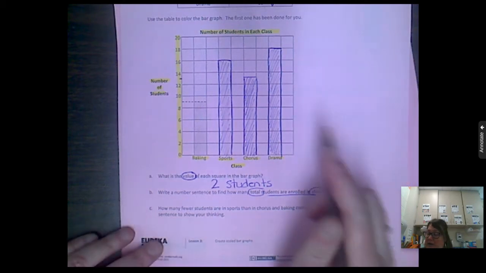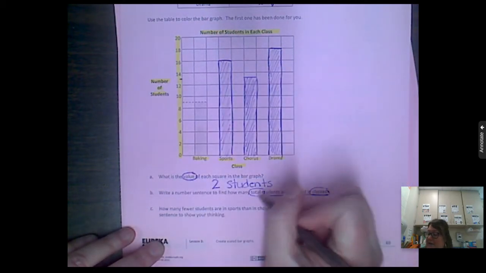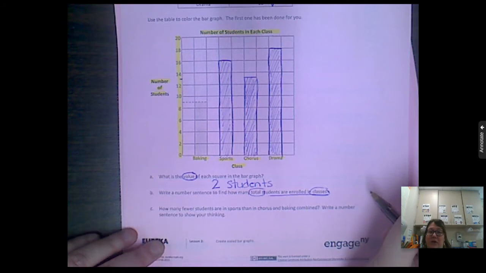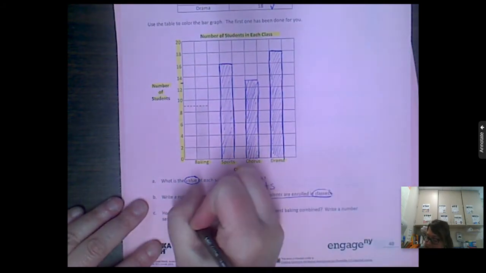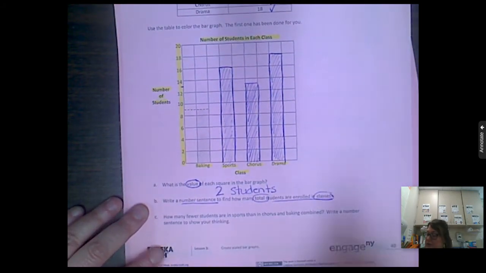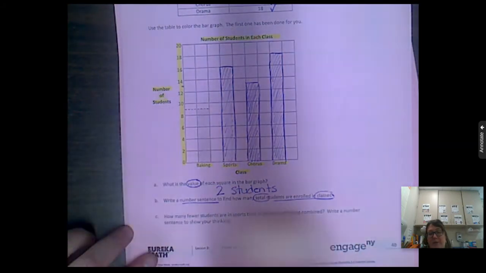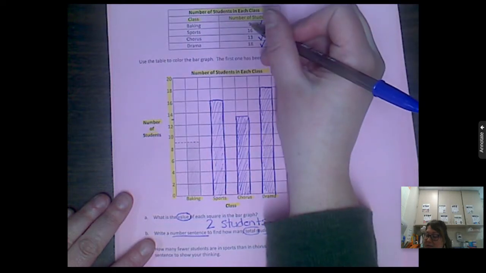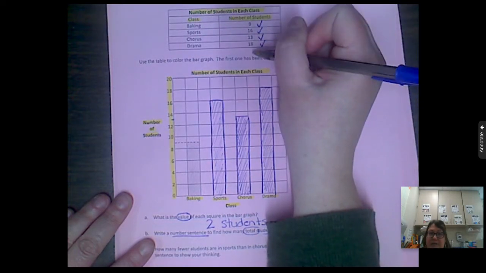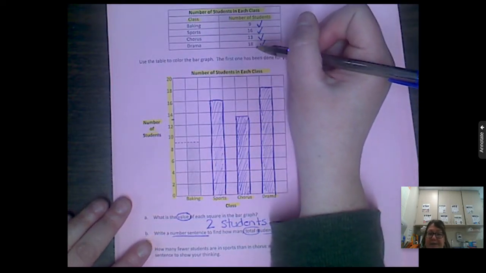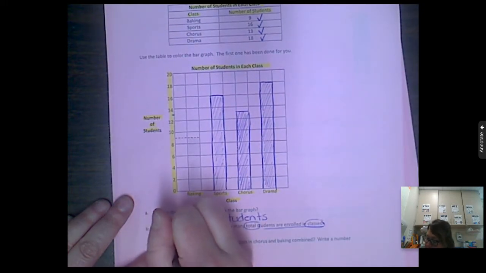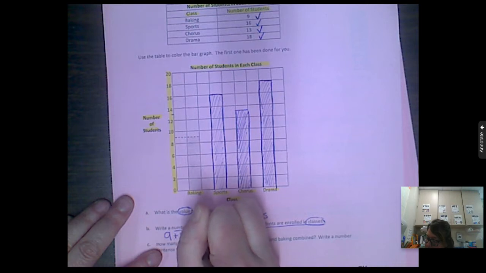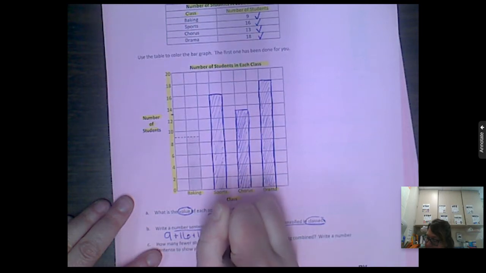We would add, right? It's wanting us to add to find the total number of students enrolled in all the classes. And it says to write a number sentence. So usually a number sentence would be going horizontal, side to side, right? So basically what we're doing is we're going to take these numbers right up top, and then we're going to add them all together. So we're going to do 9 plus 16 plus 13 plus 18.